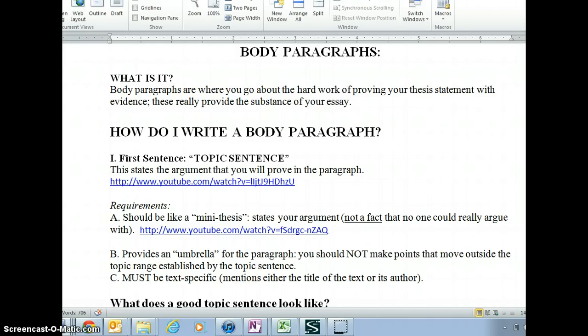You want to think about analytical essays as almost like a courtroom drama. And if you've seen courtroom dramas, you know that the lawyers will stand up at the beginning and face the jury and make opening arguments. Ladies and gentlemen of the jury, here is what I will prove to you. That's your topic sentence. You're saying, readers, here is what I'm going to prove to you in this paragraph.